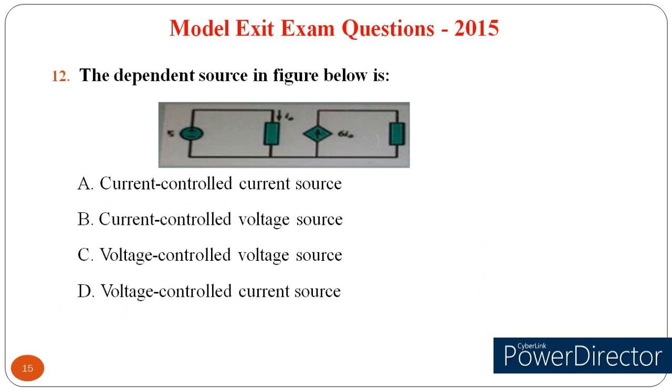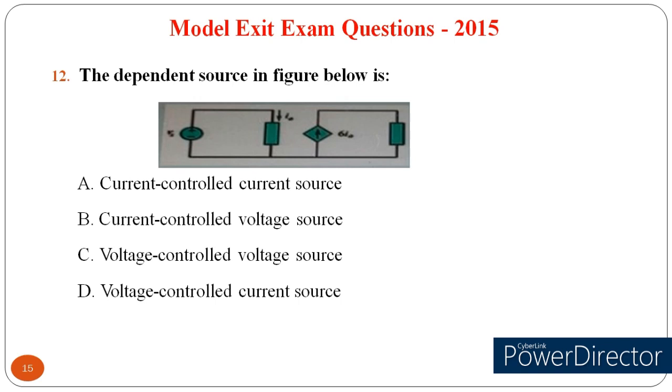The dependent source in the figure below is: A, current controlled current source; B, current controlled voltage source; C, voltage controlled voltage source; D, voltage controlled current source. As we see here, the output current is depending on the input current. Therefore, the answer is current controlled current source.